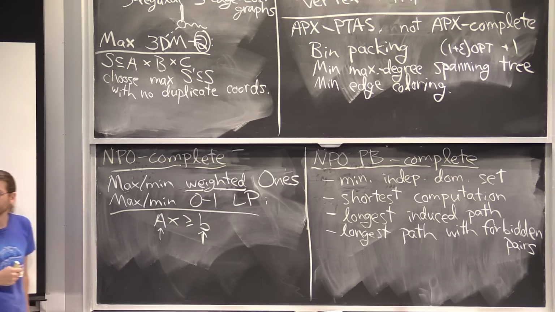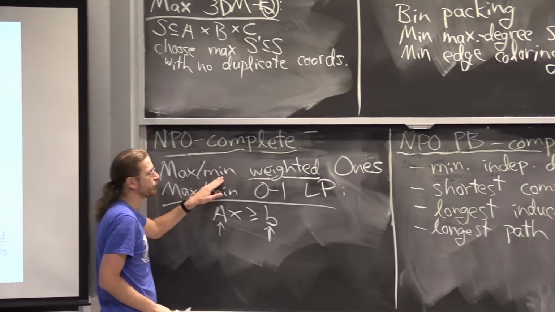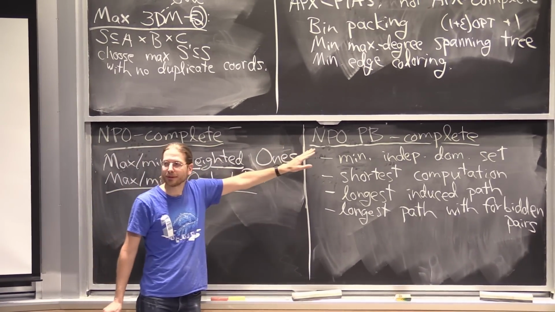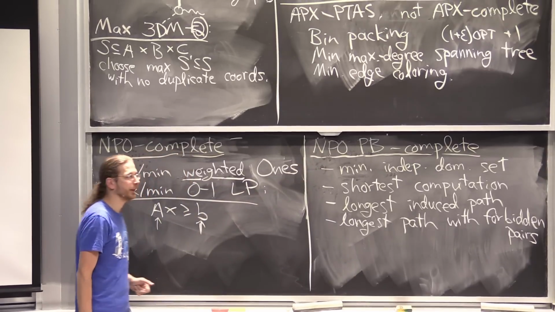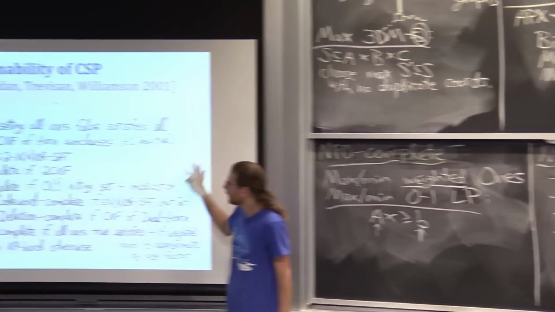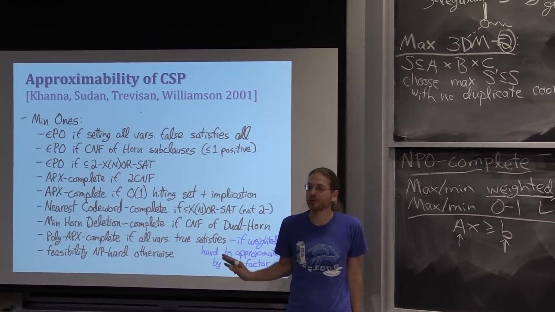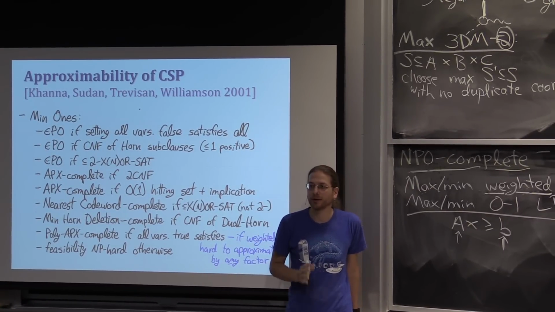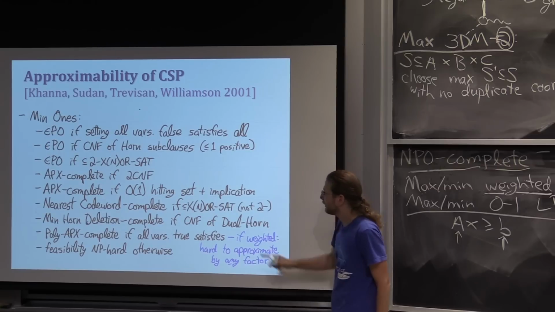Question? For the max-min weighted ones, for polynomial bounded, is it still hard if you just do 1s and -1s? I think min or max 1s without weights is NPO-PB complete. I should double check. I didn't actually mention, but this characterization theorem works for weighted problems also. For every single case, they show that weighted and unweighted are the same complexity, except for this one.